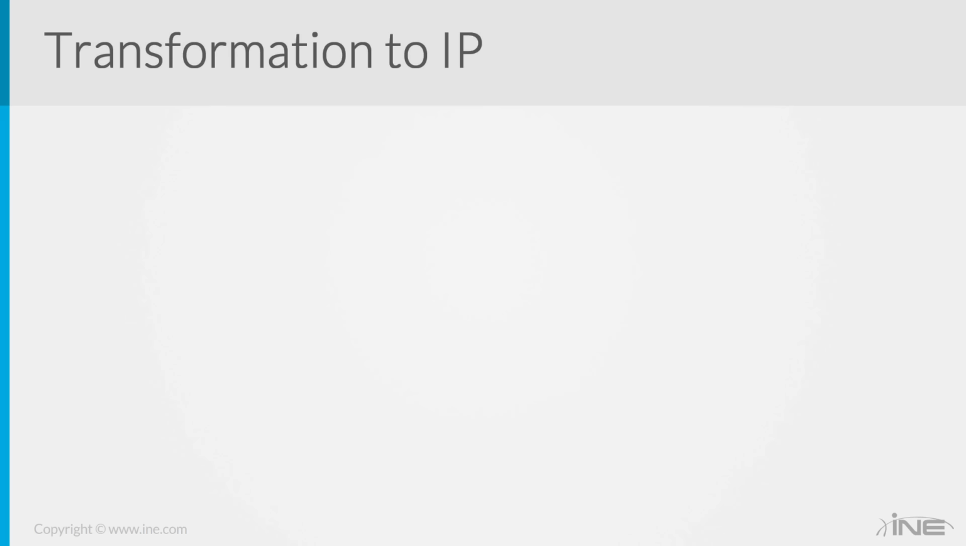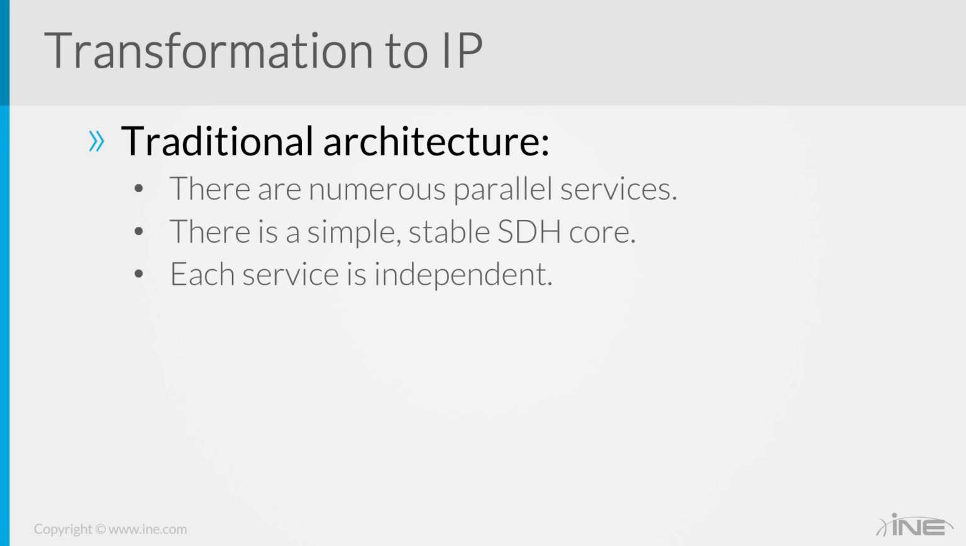Transformation to IP. In the traditional architecture, there are numerous parallel services. There is a simple, stable SDH core, and each service is independent. That can be difficult to maintain. I personally would not want to support 100 individual services. That becomes very cumbersome. Think of this like static routing. Why would you want to roll out a bunch of static routes everywhere in your network? Well, you wouldn't, because even with an elaborate static routing infrastructure, there are still issues that could pop up.